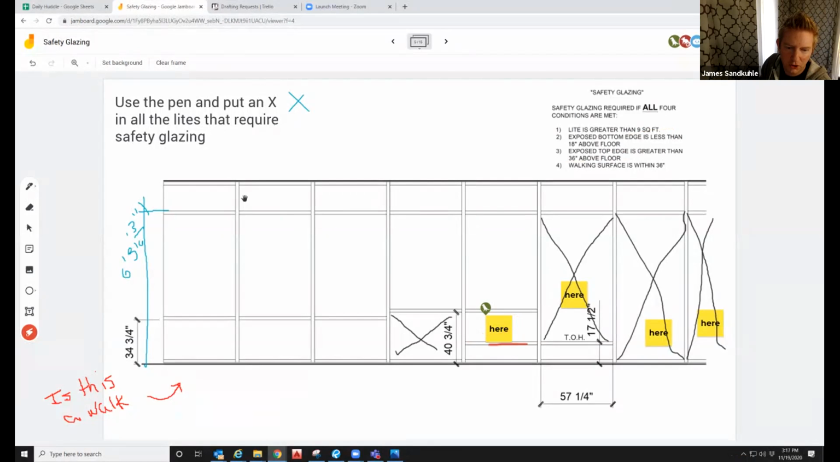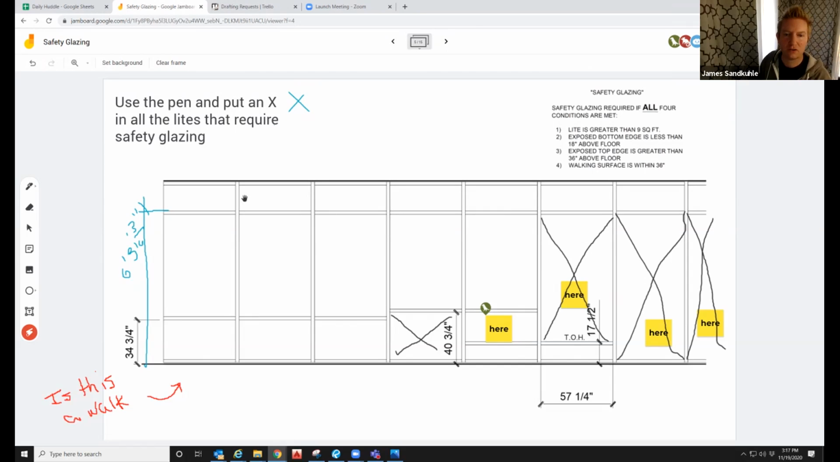All right, no one chose this one, right? Because it could be smaller than 9 square feet. The exposed top edge is less than 36 inches, so it fails number 3. Exposed top edge is greater than 36 inches. Yep, that's correct. What's the reasoning behind number 3?